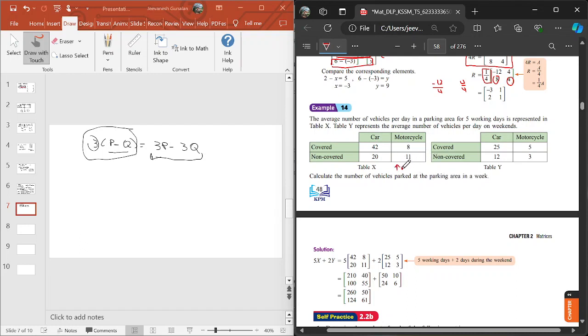So this is basically for weekdays, and this is for weekends. Obviously there are 5 weekdays and 2 weekend days. First, you represent this in a matrix, so 42, 20, 8, 11, and then represent the other in a matrix. You will get 25, 12, 5, and 3. If they ask what's the total number of vehicles parked in a week, in a week there are 7 days, 5 weekdays and 2 weekend days, so you just add these both and you will get a matrix. And now you can get these values, which are covered car, covered motorcycle, non-covered car, and non-covered motorcycle.